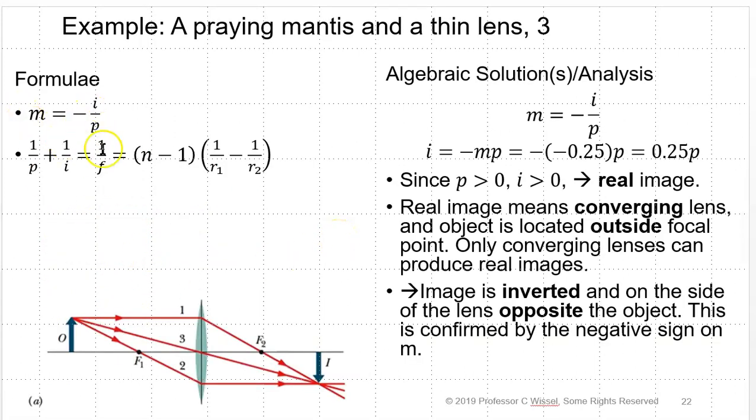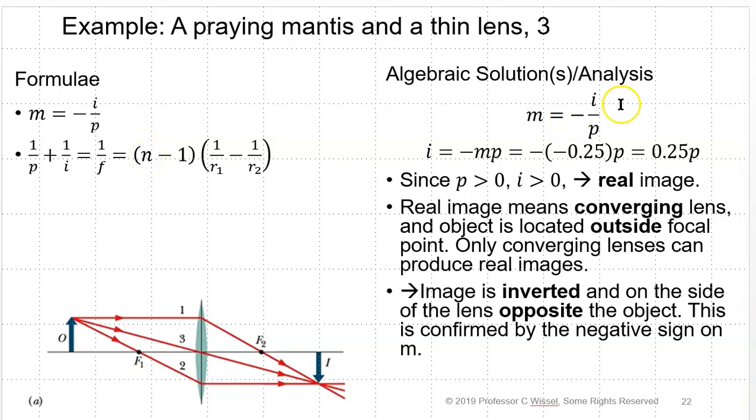m equals minus i over p. 1 over p plus 1 over i equals 1 over f equals n minus 1 times the quantity 1 over R1 minus 1 over R2. Now, the lens is in air, so we can use a simplified version of this. This n will be the index of refraction of the lens material itself.